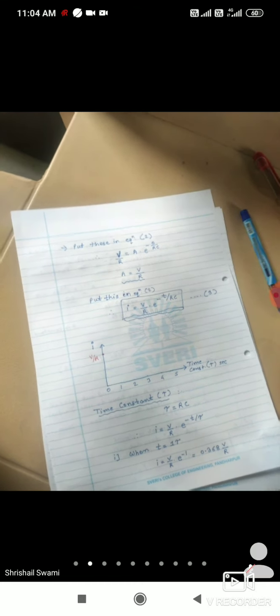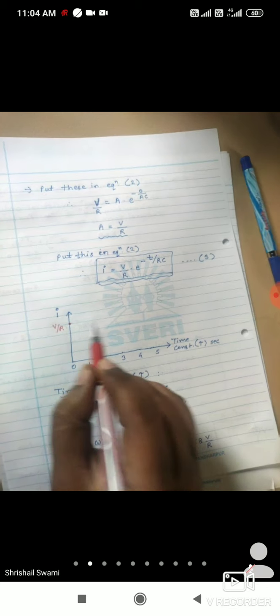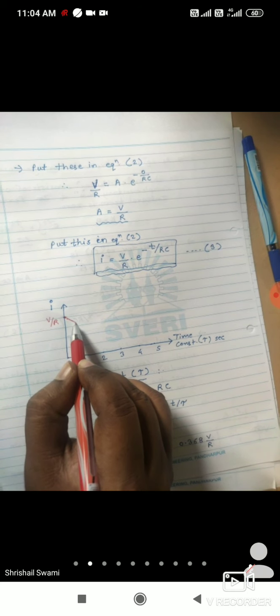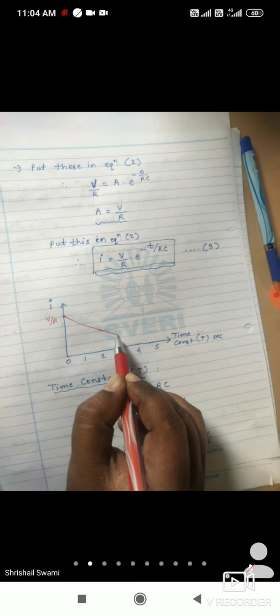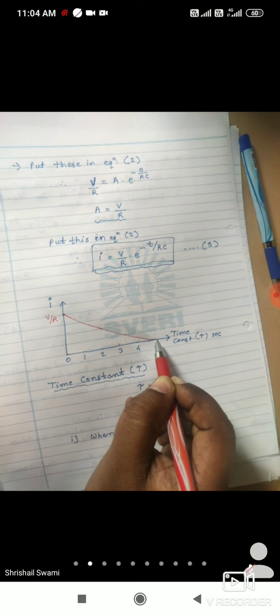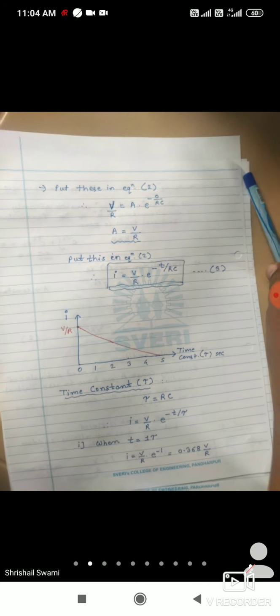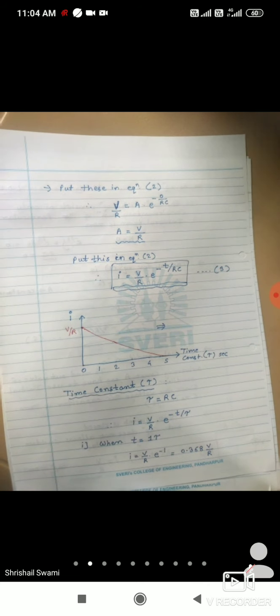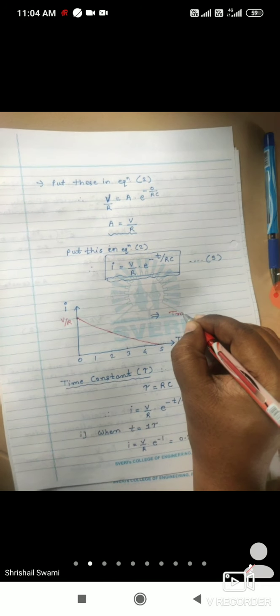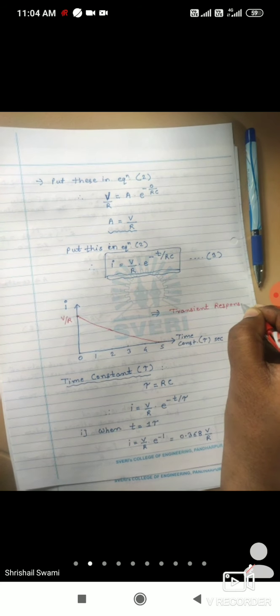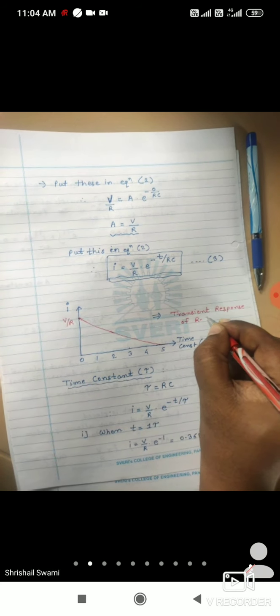Okay, so as you compare, the graph will be like this. The graph will be an exponential decay, because decaying is because of the negative sign. So it will be decaying like this. At 5 tau, it becomes nearly 0. So this will be the exponential decaying expression. This is called as what? Transient response of RC circuit.